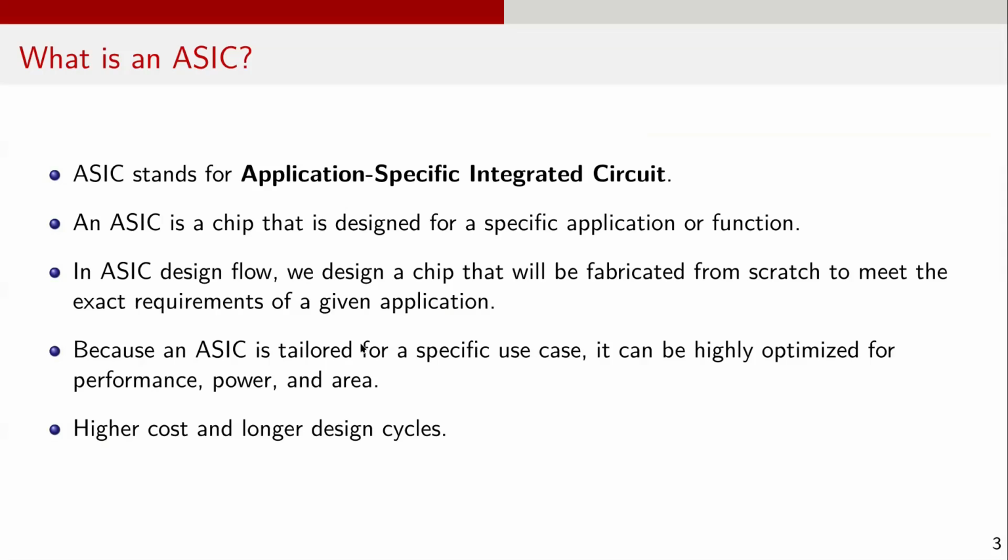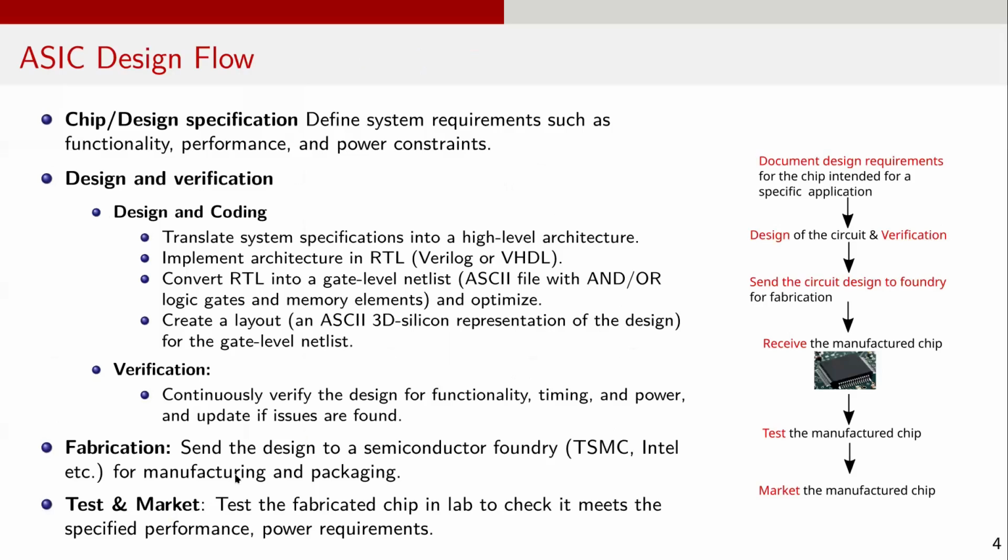Another common example from daily life is telecommunication and networking ICs used in routers, switches, and modems, which are optimized for high-speed data processing. Because an ASIC is tailored for a specific use case, it can be highly optimized for performance, power consumption, and silicon area. However, it has high cost and long design cycle. Now let's discuss the ASIC design flow step by step.